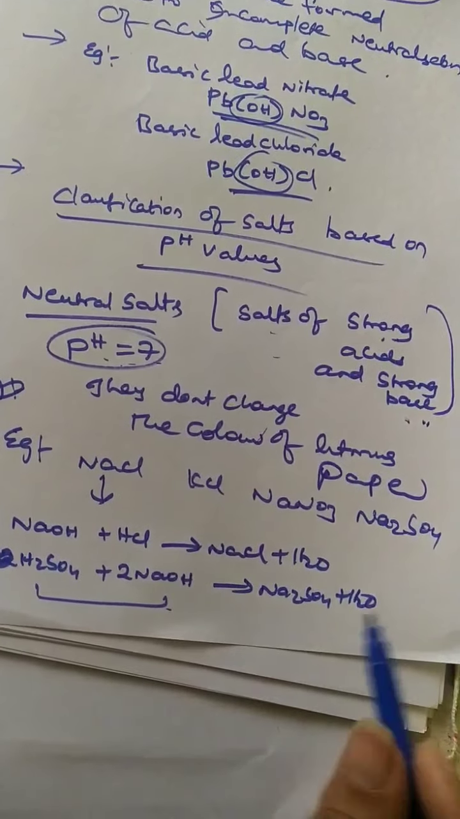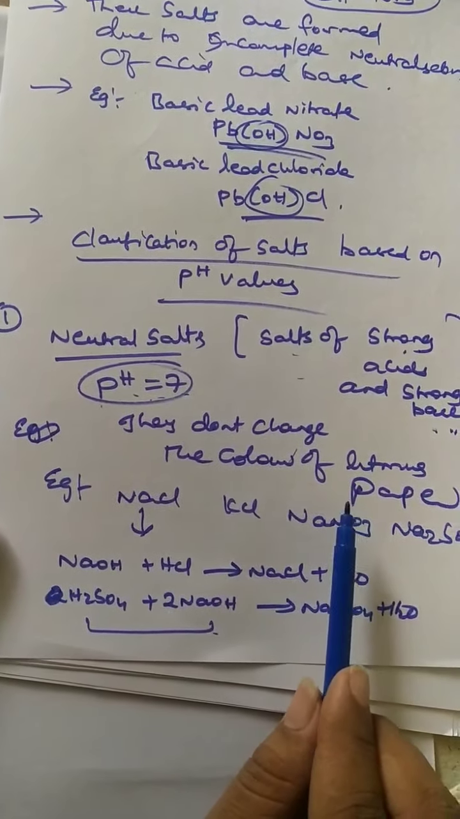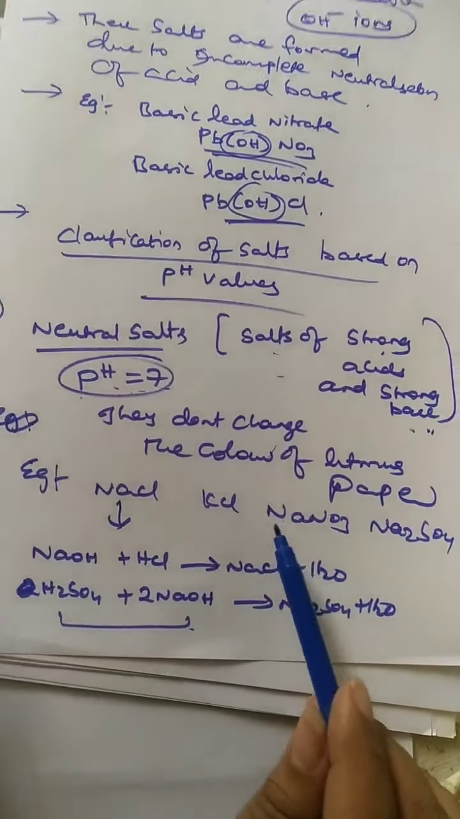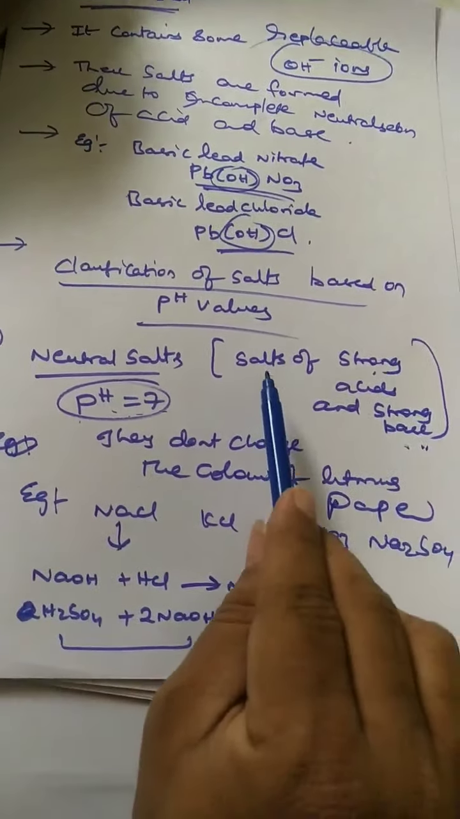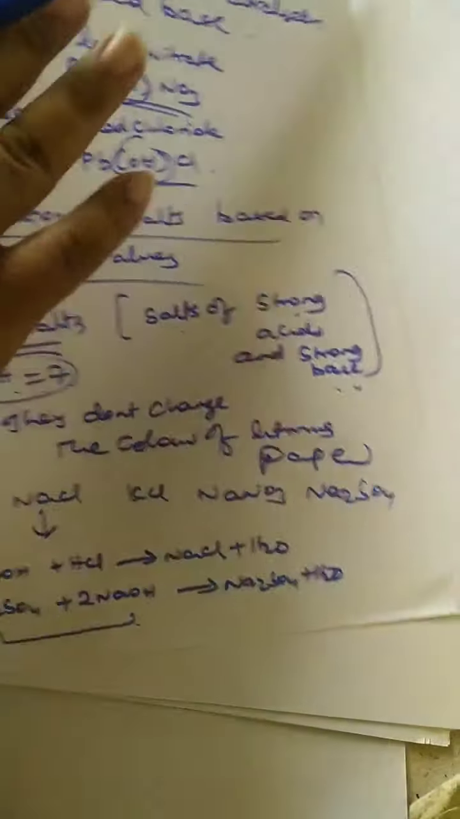So for all these salts, pH value is equal to 7. Aqueous solutions of these salts can't turn the color of the litmus paper. So these neutral salts are considered salts of strong acids and strong bases. So that is important.